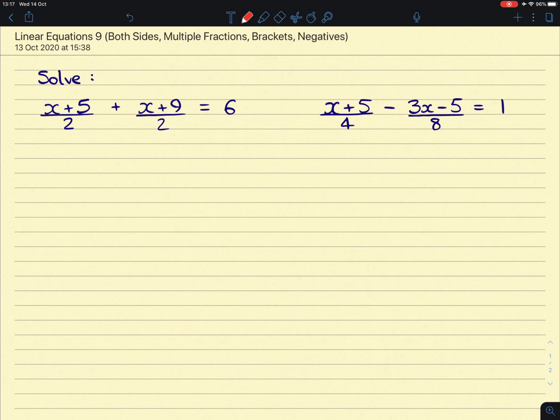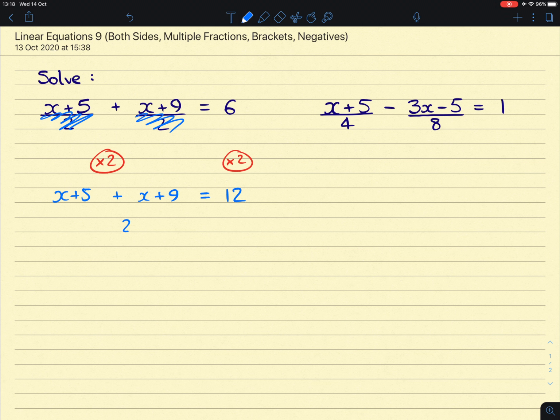Because they're both over 2, it means that we will get rid of them both together at the same time. So we want to multiply everything by 2. Of course, we have to do the same on the right-hand side as well. Now, it's important to note here that because both of these fractions are over 2, multiplying by 2 is just basically going to get rid of those two things, like so. So you're going to be left with an x plus 5, and you're going to be left with an x plus 9. The right-hand side, 6 times 2, then becomes 12.